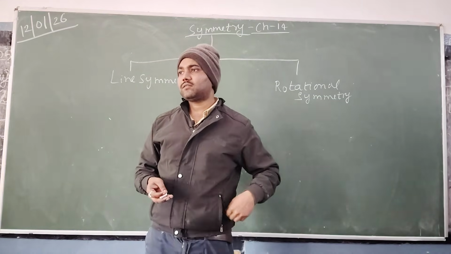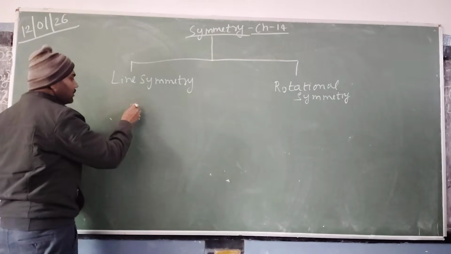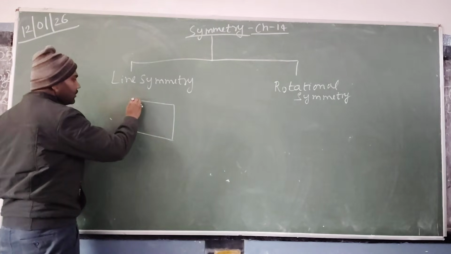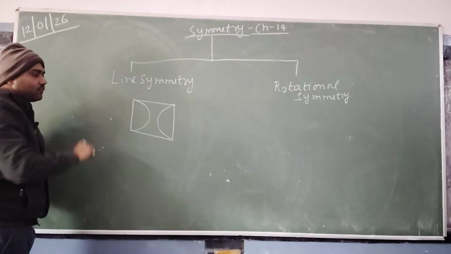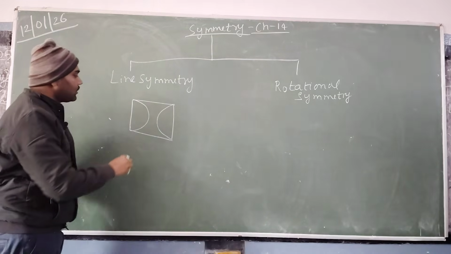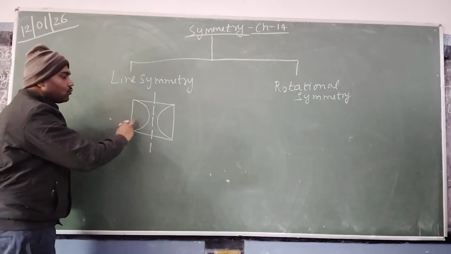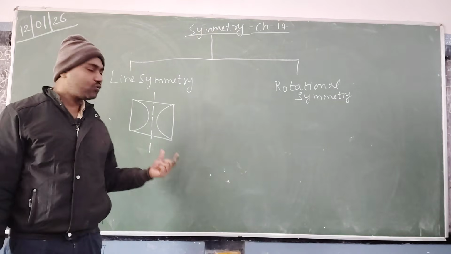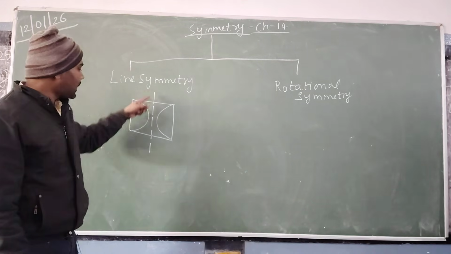For example, let us have some example for that. Now suppose we have a square. If this is the figure, we can say that the figure is symmetrical through this line. If we cut the figure through this line, we will get two coincident figures, which are similar to each other. Then we can say that the figure is symmetrical, and this is the line of symmetry.